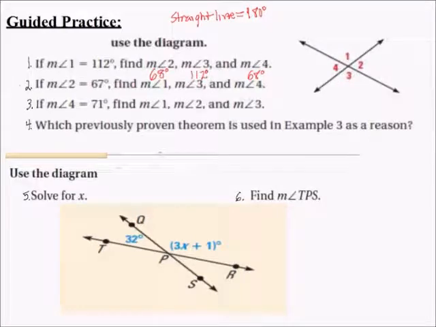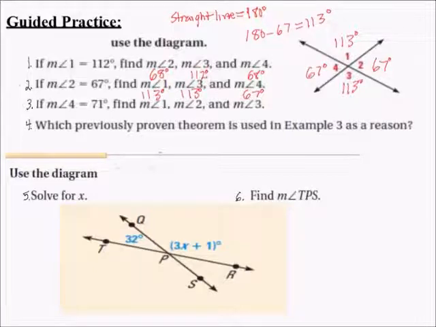Okay. So if the measure of angle 2 is 67 degrees, then the vertical angles theorem says angle 4 is 67 degrees. We could do 180 minus 67, which is going to be equal to 113 degrees. So the measure of angle 1 would be 113 degrees. And then vertical angles theorem, angle 3 has to be 113 degrees. And I didn't write this in, but that's 67 degrees.